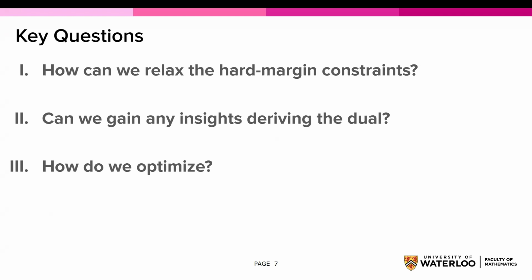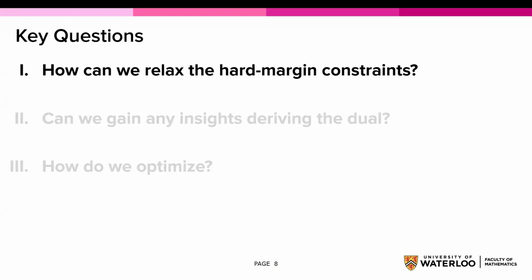Second, we're going to be deriving the Lagrangian dual yet again today. We're going to see if that can lead to any insights into the problem, any deeper understanding as it did when we looked at the hard margin problem. And then last, we'll be thinking about how do we actually go about optimizing this problem and finding the optimal parameters.